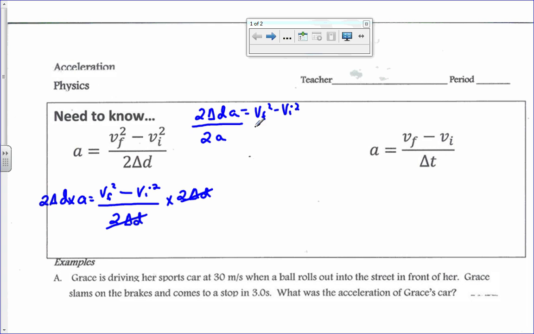Whatever I do to one side of the equation, I have to do to the other side of the equation. So I'm going to divide out 2a over here. Cancel 2, cancel acceleration, and we've done it. We've got delta d, or the change in distance, all by itself on one side of the equal sign. Now I'm going to rewrite the formula down here. Delta d is given by final velocity squared minus initial velocity squared over 2 times acceleration.